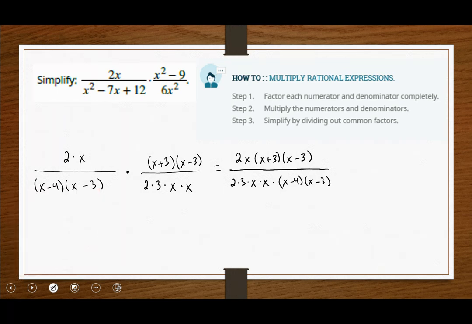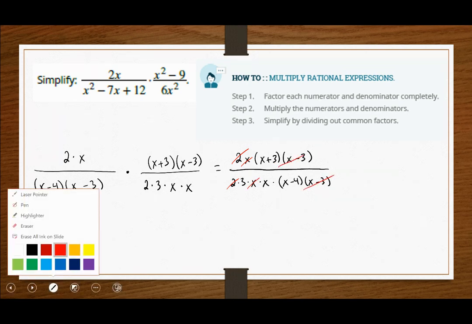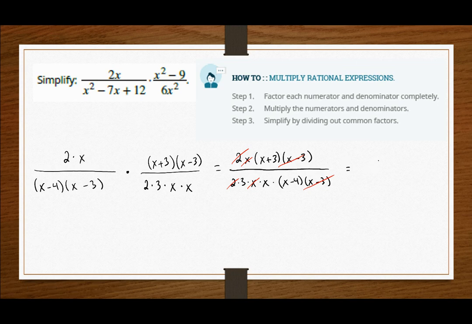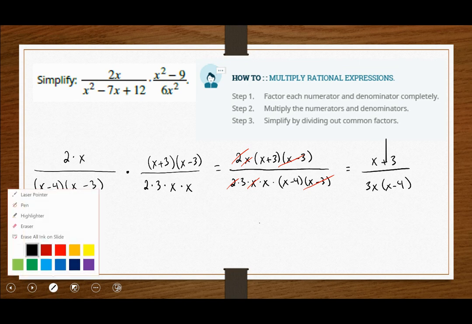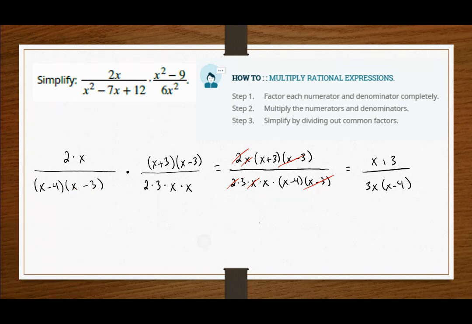It's by no means simplified though. So we can identify common factors much more easily now. If we cross out those that they do have in common, we'll find what's left over as our solution. So looking at what remains here, my answer has to be x plus 3 in the numerator divided by 3x times x minus 4. So you'll notice that your answers here may take on some crazy looking formats, but really that's all that's left.